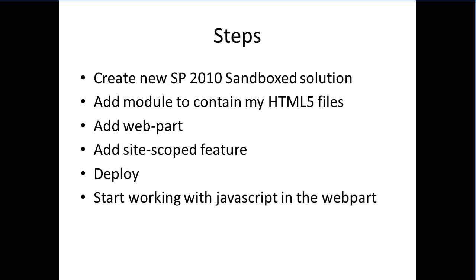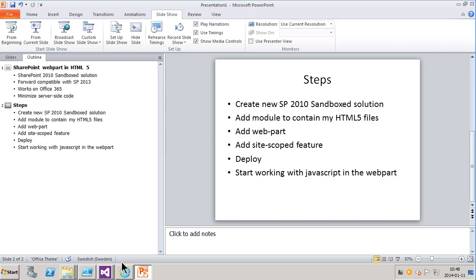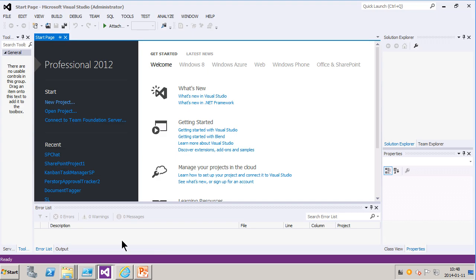First, I'm going to create a new SharePoint 2010 sandbox solution. I'm going to add a module that will contain my HTML5 files, that is JavaScript, HTML, and CSS. Then I'm going to add a web part, and I'm going to add a site-scoped feature. I'm going to deploy it just to see that everything works, and then I'm going to start working with JavaScript in the actual web part. So that's what I'm going to do. Let's jump into Visual Studio and create a new project.